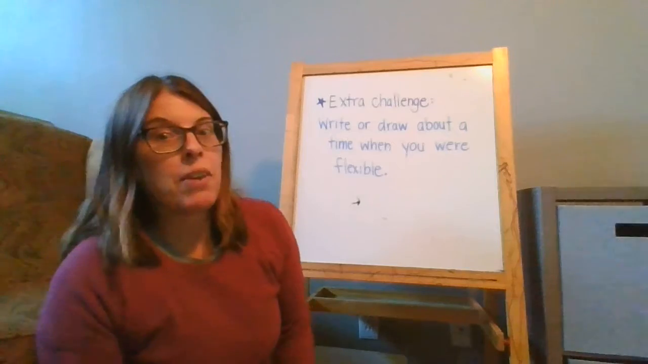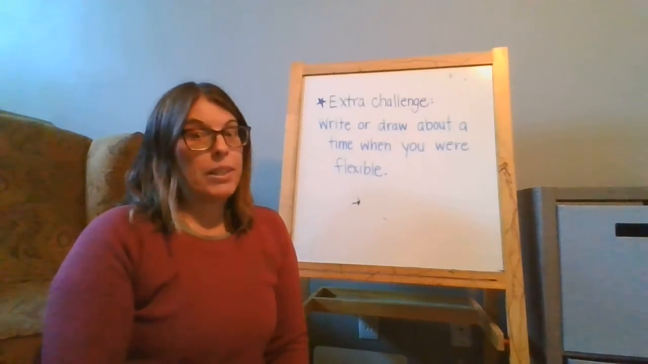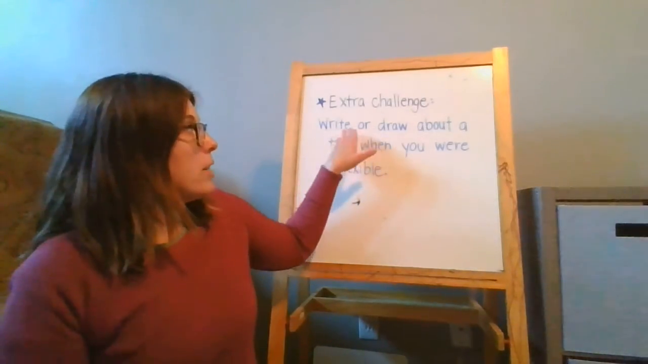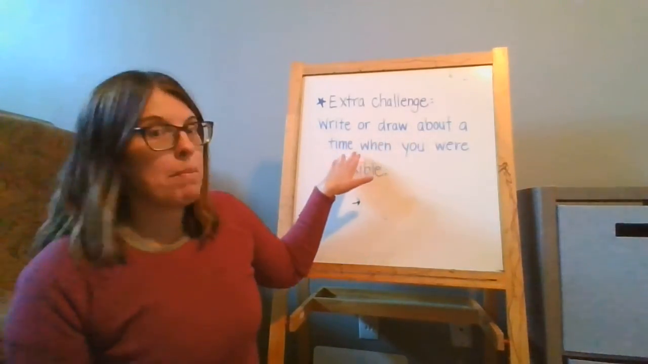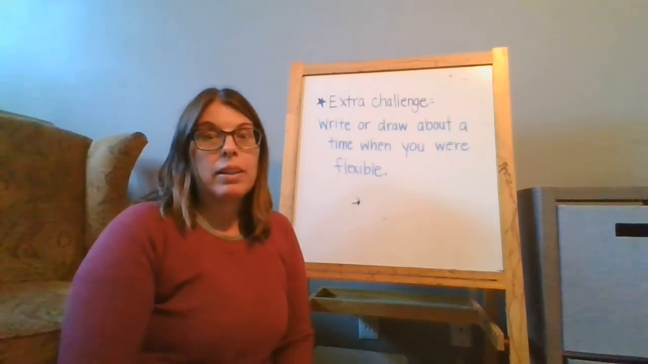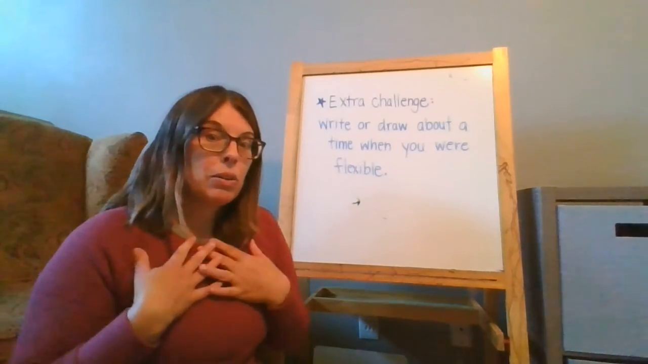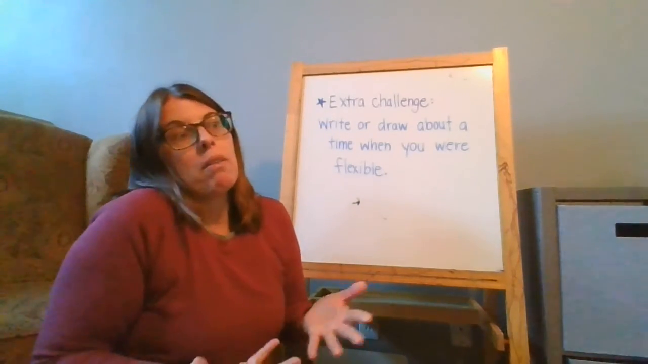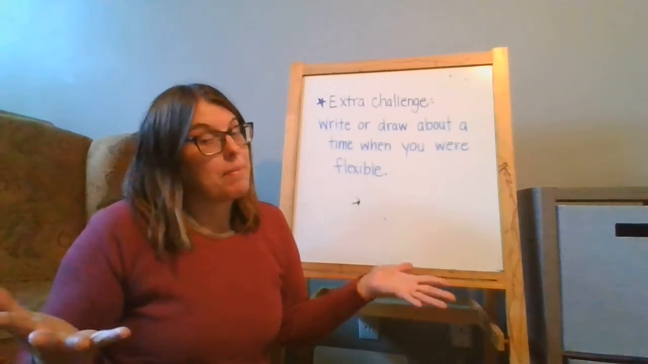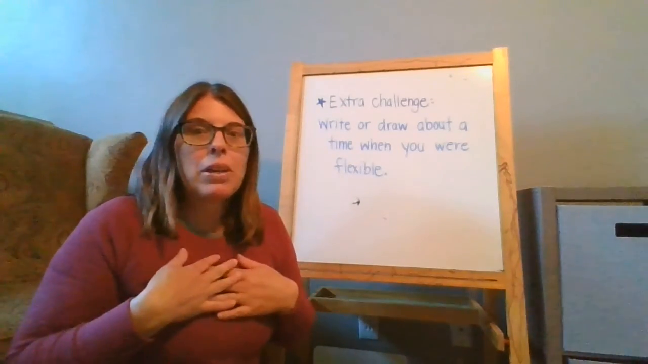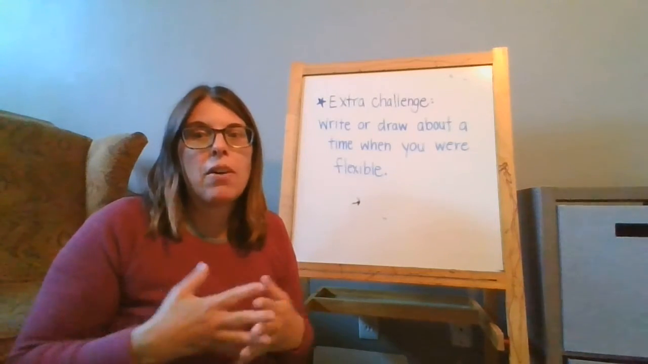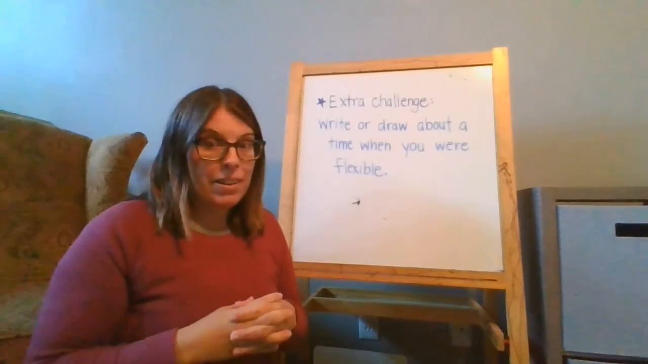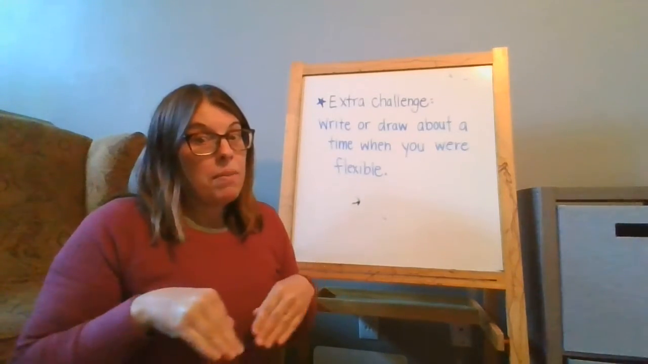If you do your book page and then you're up for an extra challenge, this is what you can do. There's some paper on the website that you could print out for this. And I want you to write or draw about a time when you were flexible. So you think about when you were similar to Pete the cat and how Pete the cat was like, oh, well, my shoes changed color. That's okay. I'm still happy. When were you flexible? When were you able to go with the flow and accept some changes and still have a positive attitude? So if you're up for a challenge, go ahead and print out the paper on the website.